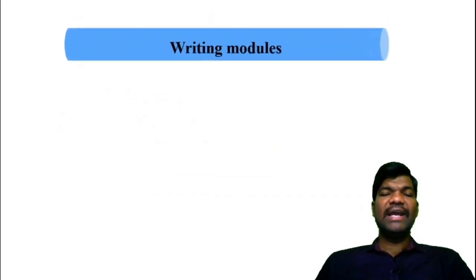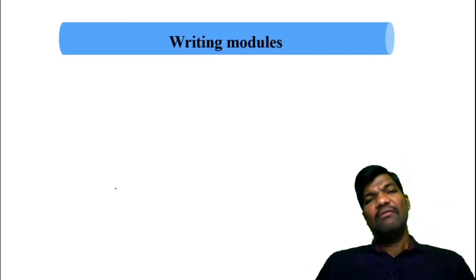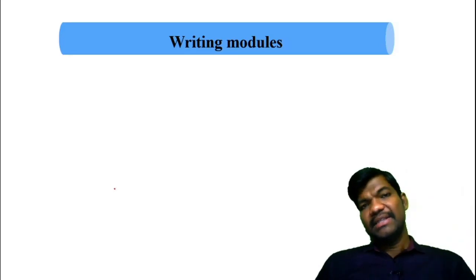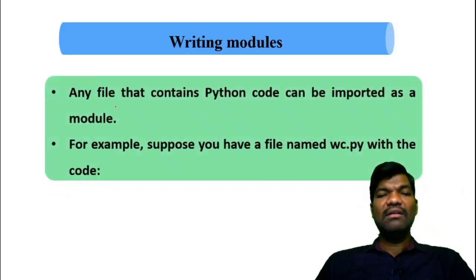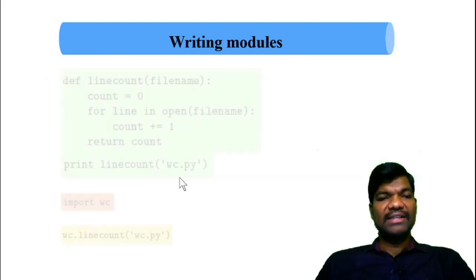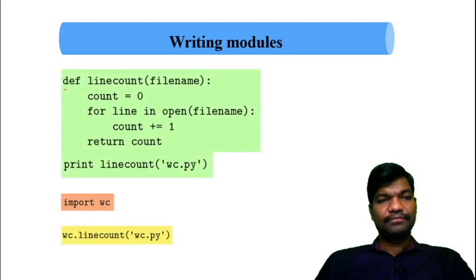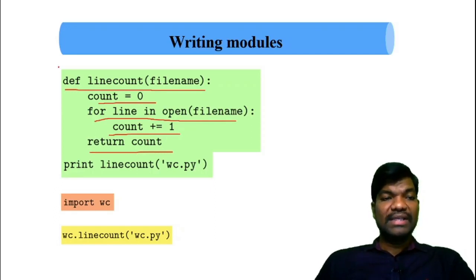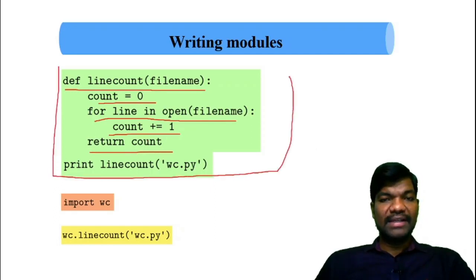Next, coming to writing modules. Up to now, we have been importing the inbuilt modules, but in Python, we can create our own modules. So how do we create a module? For example, create a wc.py file. Define linecount with filename, count equal to 0, open the file, count the lines, and return count. So this is the final code.